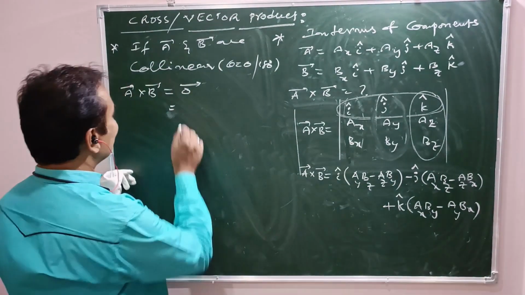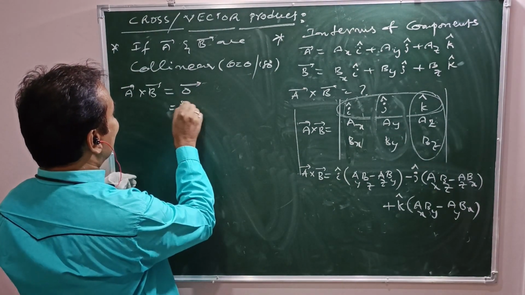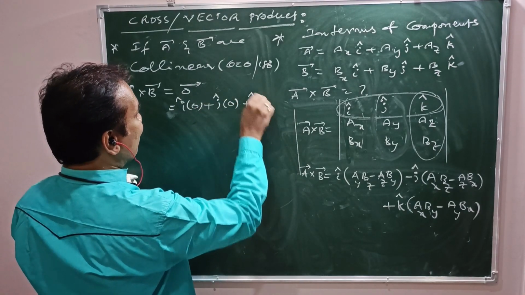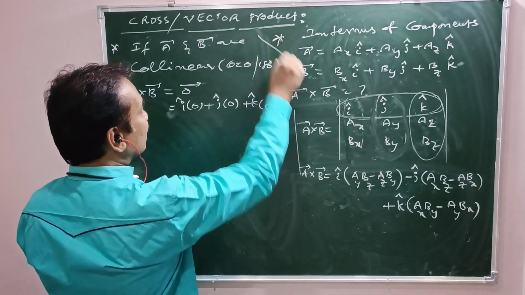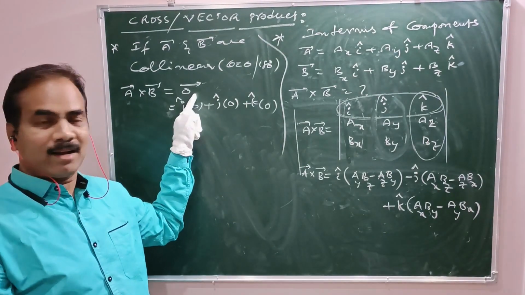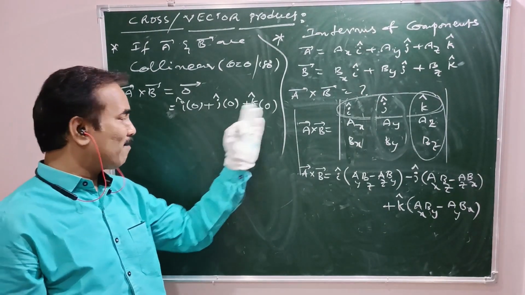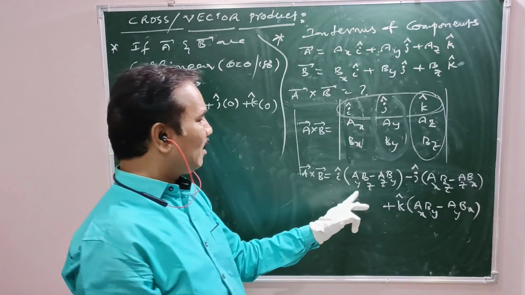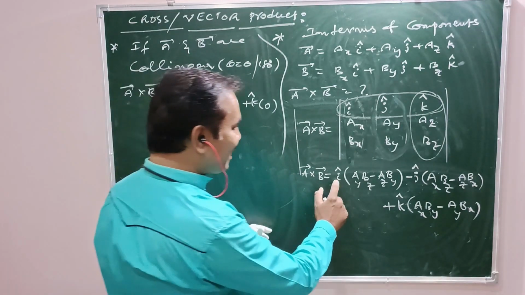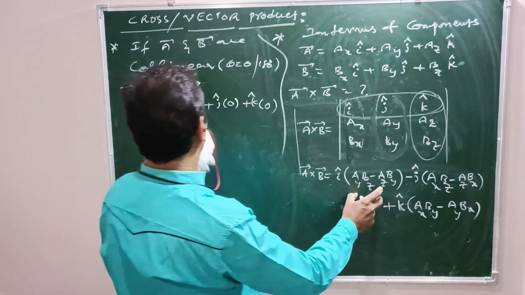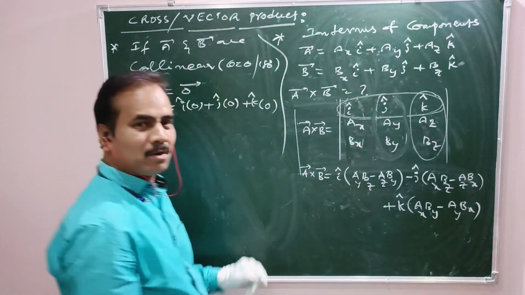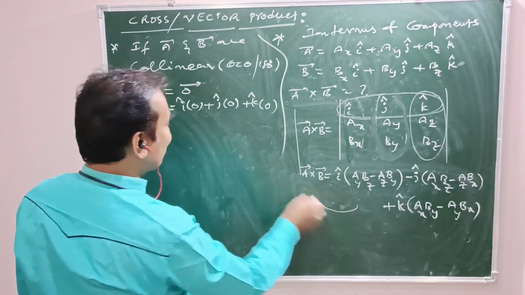Am I right? That is I cap into 0 plus j cap into 0 plus k cap into 0. See, A bar cross B bar of collinear vectors is a null vector. That is 0 into I cap plus 0 into j cap plus 0 into k cap. So all the 3 coordinates are 0. What are the 3 coordinates here? I into something. This bracket must be 0. Here this bracket must be 0. Here this bracket also must be 0.